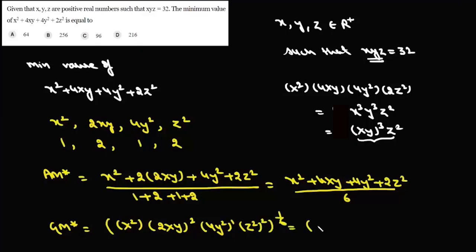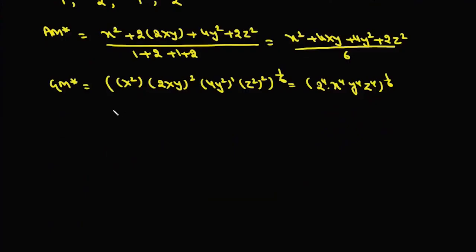Now it will be 2 square into 4, there will be 2 to the power 4, then x square into x square, x to the power 4, y to the power 4 and z to the power 4 whole to the power 1 by 6. Now we can write this as 2xyz whole to the power 4 by 6. Now x into y into z is 32, so this is 64, and 64 is 2 to the power 6. So we can write this as 2 to the power 6 whole to the power 1 by 6. It will cancel, and this is 16.